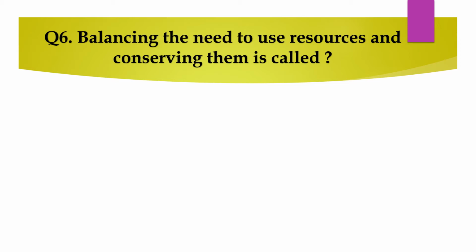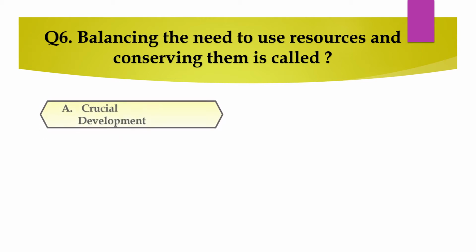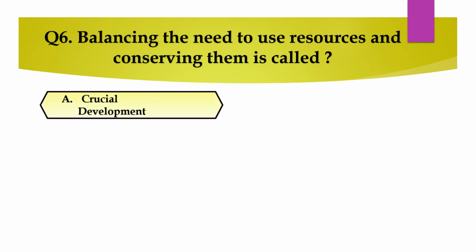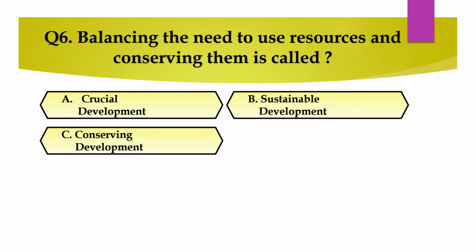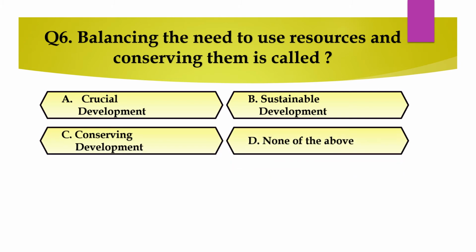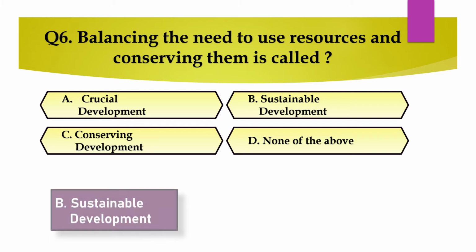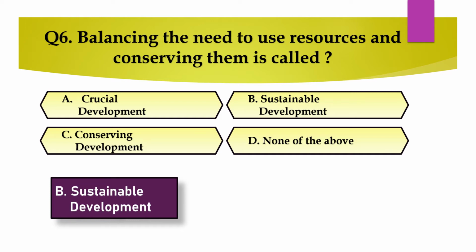Question 6. Balancing the need to use resources and conserving them is called A. Crucial development, B. Sustainable development, C. Conserving development, or D. None of the above? It is B. Sustainable development.